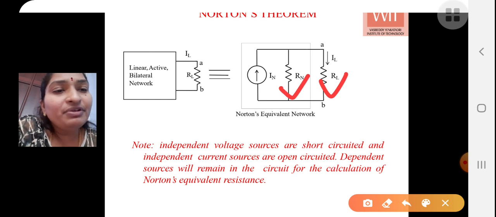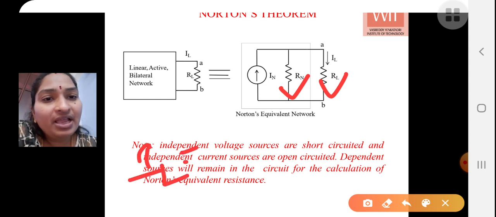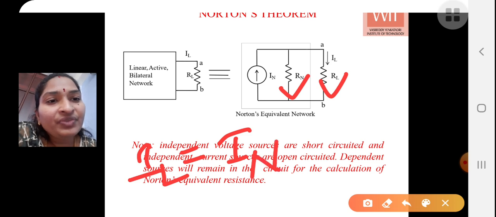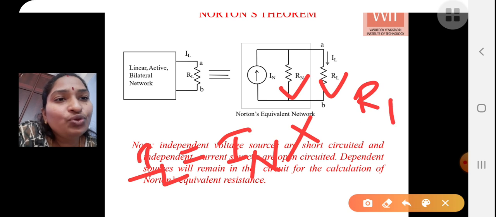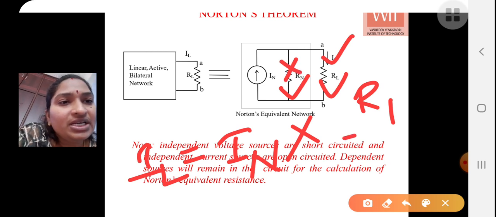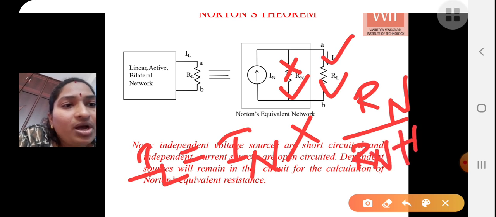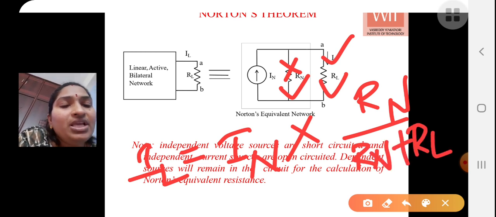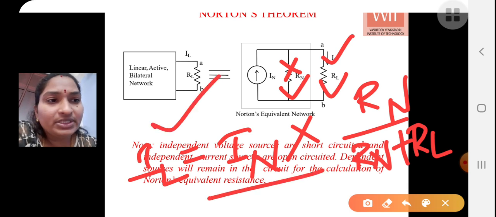For example, if we want to calculate the current flowing through the load resistance, that is IL, according to the current division rule, we have to calculate it as the total current multiplied by the other branch resistance. Here two branches are connected in parallel. For example, if you want to calculate the current through RL, we have to take the other branch resistance, that is RN, divided by RN plus RL, that is the sum of the two resistances. Using this formula, we can calculate the load current, that is the current flowing through the load resistive branch.